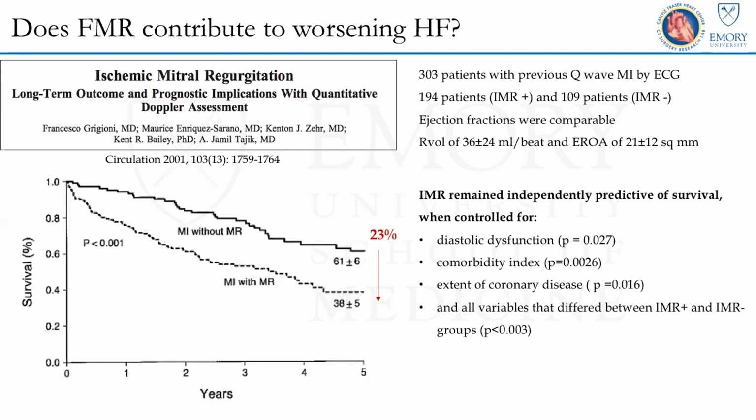At 5 years, the patients who had mitral regurgitation had a 23% lower survival compared to the ones that did not have any MR. And this reduction in survival remained, IMR remained an independent predictor of survival despite controlling for diastolic dysfunction in these patients, other comorbidities, extent of coronary disease, or every other variable that had differed between these two groups of patients, indicating that yes, functional mitral regurgitation does have an impact on reducing survival.